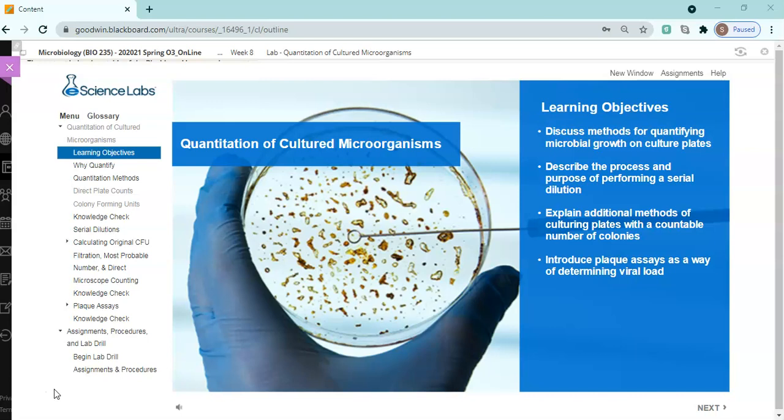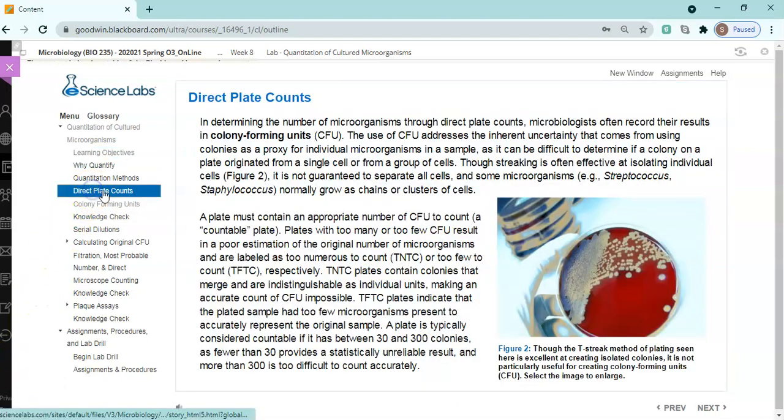So beginning in week number 8, the first lab that you will see as part of your questions on the lab practical comes from the quantitation of cultured microorganisms lab. This was the one where you did the serial dilutions to figure out your colony forming units. And remember, CFU stands for colony forming units. And basically what we did was we used pipettes to do a series of dilutions.